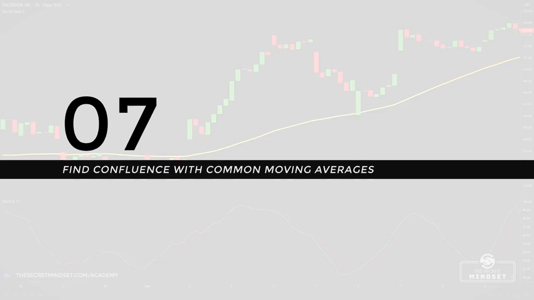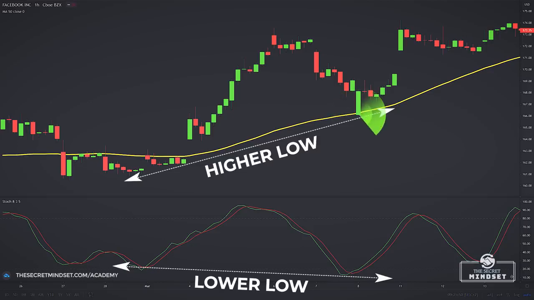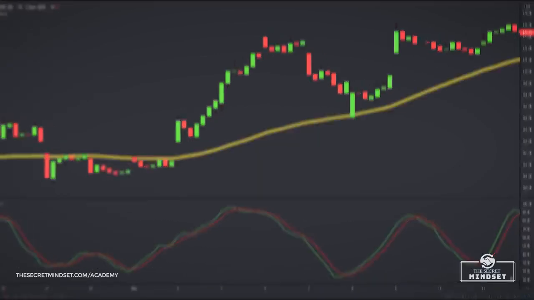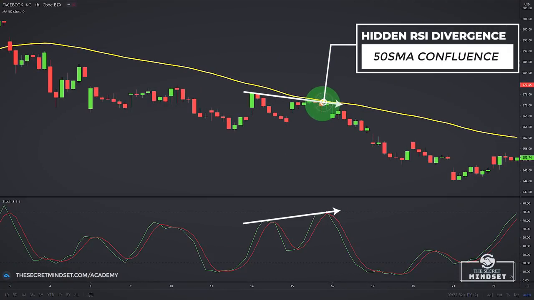Number 7. Find confluence with common moving averages. No matter how appealing a divergence signal is, don't take the trade without confirming the signal with some other type of analysis. You can do this by using confluence. Confluence forms in a spot where you have more than one indication of where price will go. For example, confluence occurs when price reaches a commonly used moving average. If in that point you see a divergence forming, you confirm your direction with the moving average, and you will have a stronger signal and a higher probability of price going your way. Here is another example. When price touched the simple moving average, we have a hidden bearish divergence on the RSI, and the RSI reached overbought area.